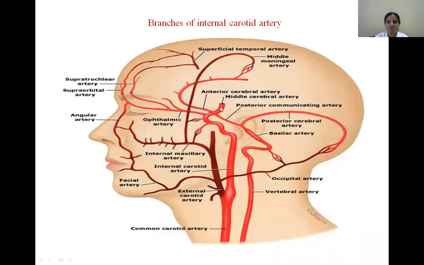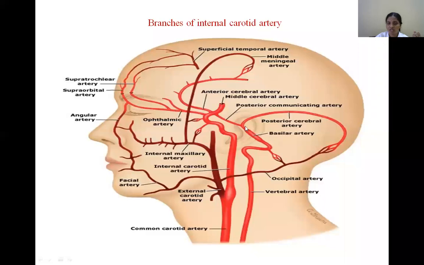And just before terminating, it provides one more important artery, that is the ophthalmic artery. So this is a major blood supply to the orbit. And here, this ophthalmic artery provides supraorbital and supratrochlear branches. And these branches anastomose with the external carotid artery, meaning outside the skull. So here it establishes a collateral circulation between this internal carotid and the branches of the external carotid artery. And here you can see the internal carotid artery provides one important branch, that is the posterior communicating artery.